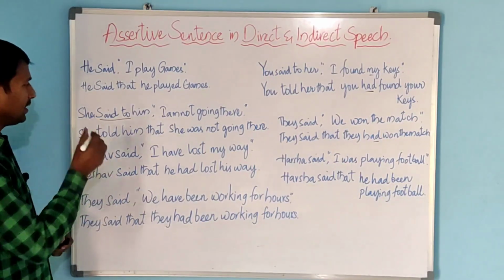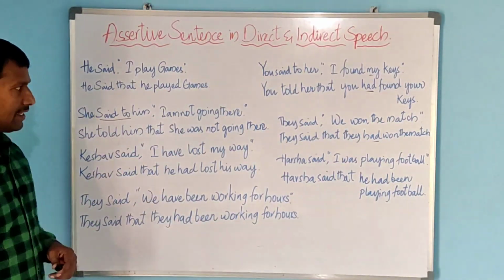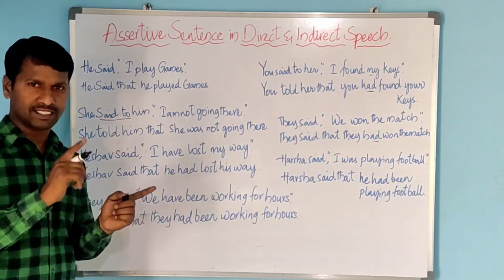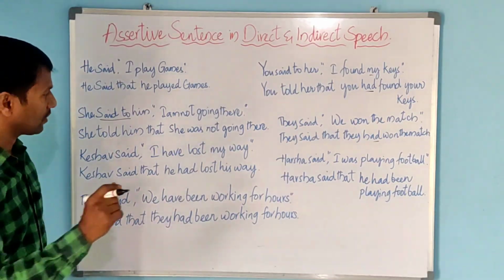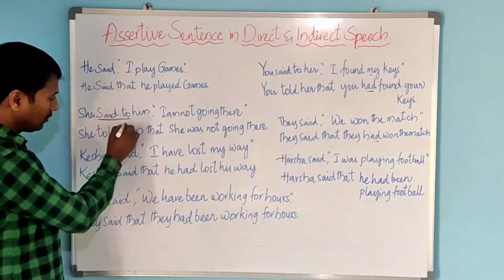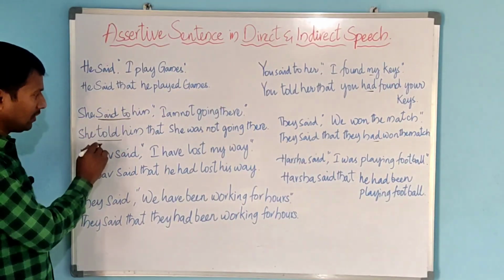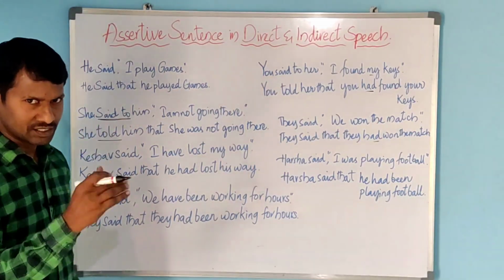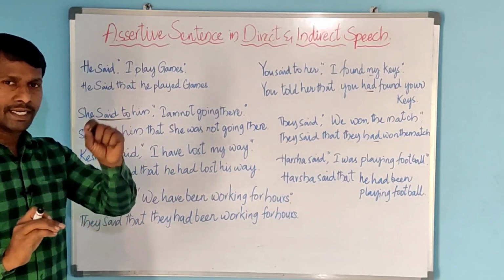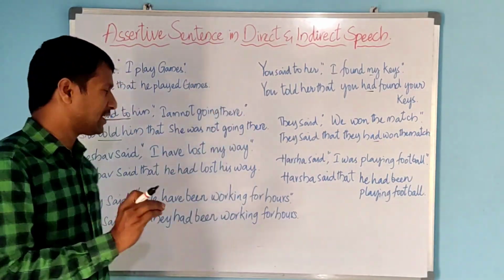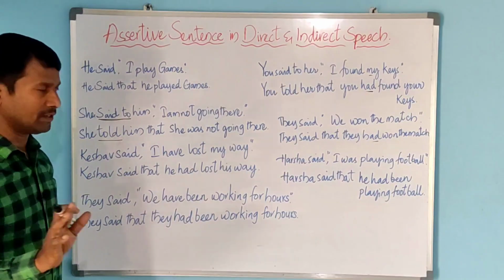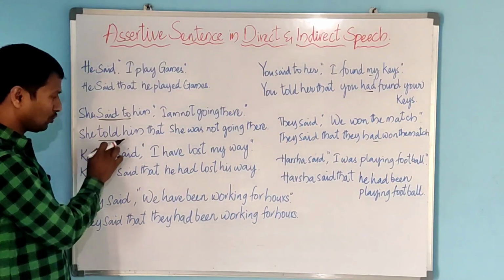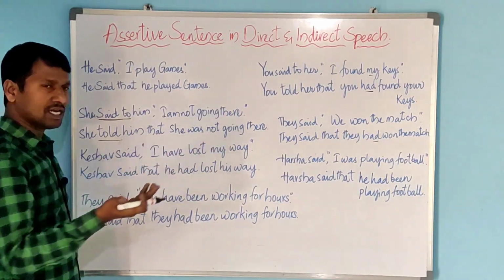Let's see the next example. She said to him, I am not going there. Focus on the sentence which is in the inverted marks. It is an assertive sentence and also expresses one of the tense structures. So here, as we have taken said to, it changes into told. Said to changes into told. The difference between the common said and said to: when there is said, it refers commonly, but when there is said to, it is referring to a particular person. That's why the object is mentioned in the reporting verb. So, I am not going there is present continuous tense. In indirect speech: she told him that she was not going there.